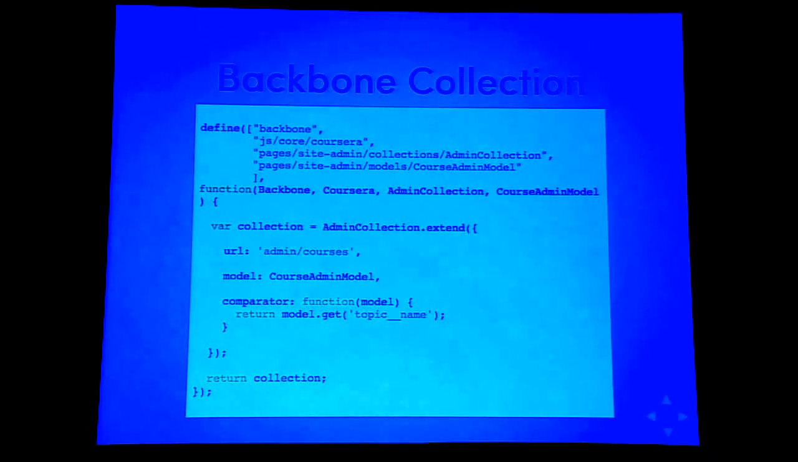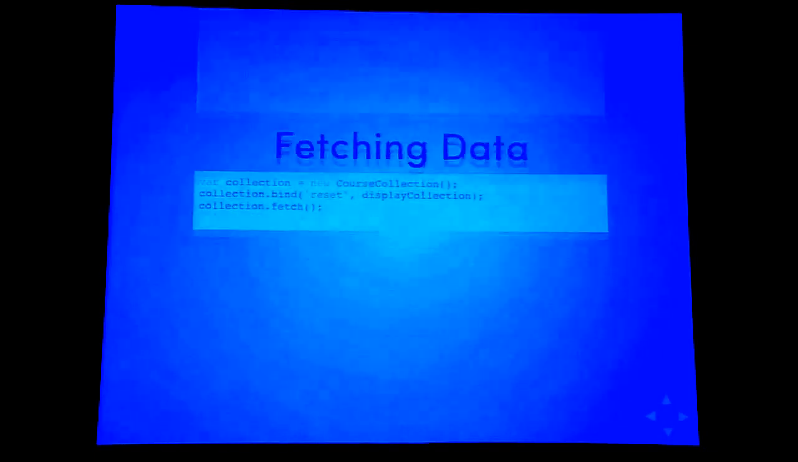You can also have collections of models, because very commonly you'll have multiple of something, and it's the same thing with the collections. It has a URL, it also has an associated model, and maybe you have other stuff like comparators to keep it sorted.